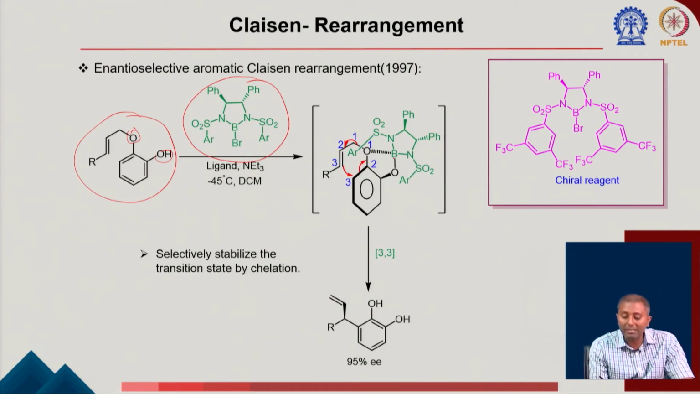Now what is happening, as this boron binds with this phenyl ring, it is blocking one of the faces of the phenyl ring. So now the Claisen rearrangement happens only on one particular face of this phenyl ring. It is happening on the top face, giving this particular product with 95% EE.